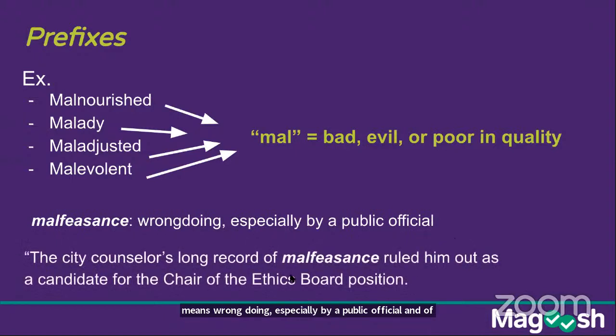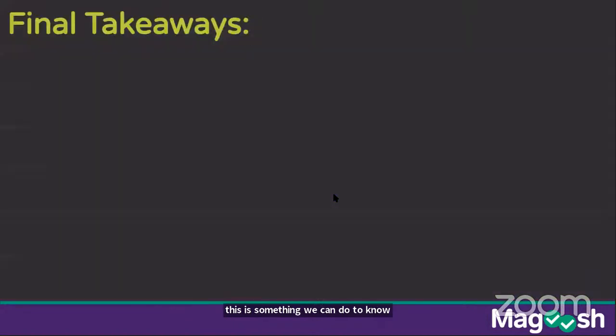And of course, like I said, you want to have your example sentence locked and loaded. The city councilor's long record of malfeasance ruled him out as a candidate for the chair of the ethics board position. You don't get to be the chair of the ethics board if you have a history of public wrongdoing. So again, when we are feeling the pressure and seeing words that we can't remember or don't recognize, this is something we can do to narrow that field down.